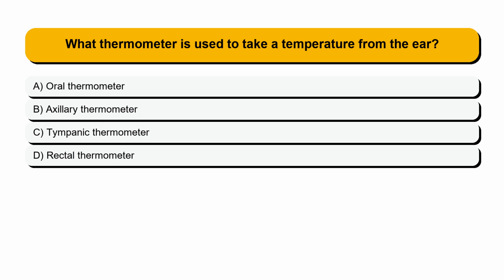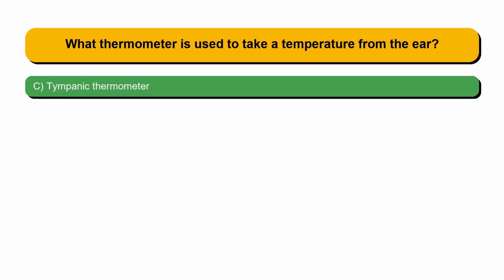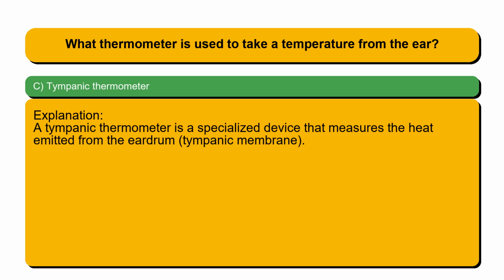Question 94. What thermometer is used to take a temperature from the ear? Option A, oral thermometer. Option B, axillary thermometer. Option C, tympanic thermometer. Option D, rectal thermometer. The correct answer is option C, tympanic thermometer. A tympanic thermometer is a specialized device that measures the heat emitted from the eardrum, the tympanic membrane.